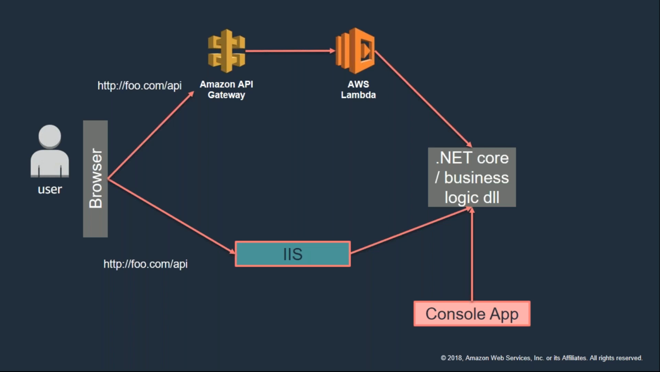If you decide, hey, I don't want any of these AWS Lambda or API gateway, and you want to go for your on-premise solution with IIS, you can still do that. You can run your .NET Core application, your business logic, and host it on your IIS. We don't want you to get locked into any of our technologies, and that's us being very customer obsessed and helping you in your journey. If you have a console application, you can still use the same business logic that you used to use.